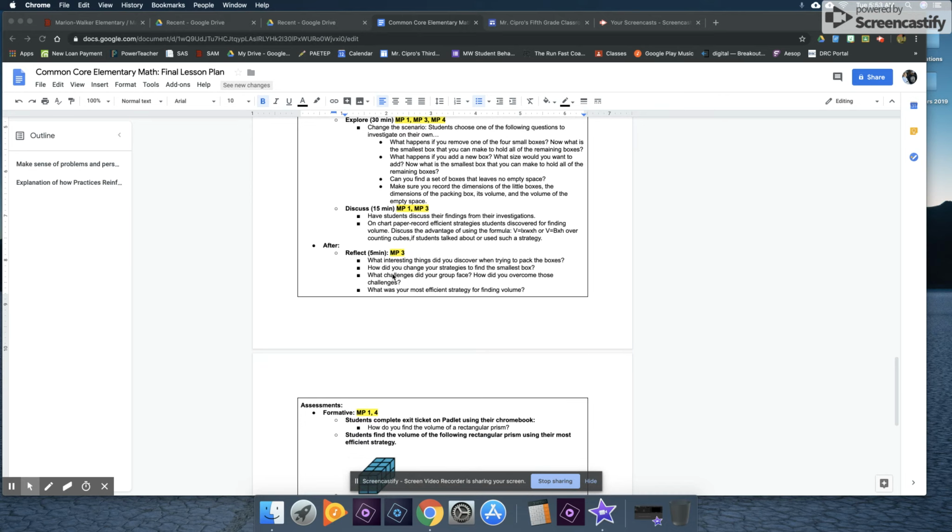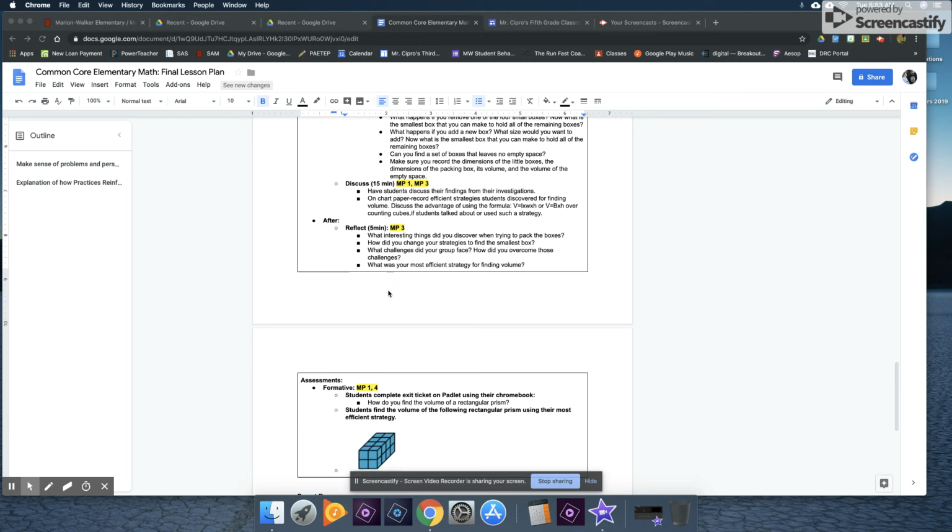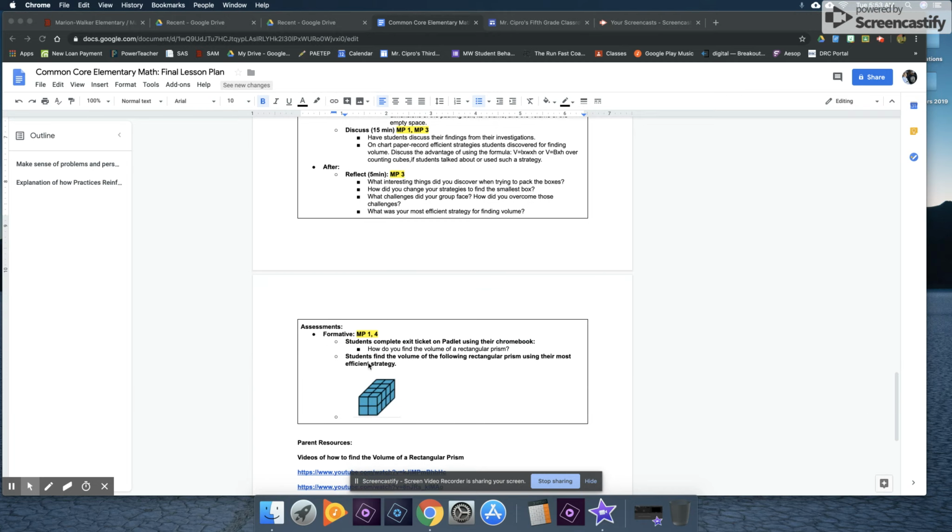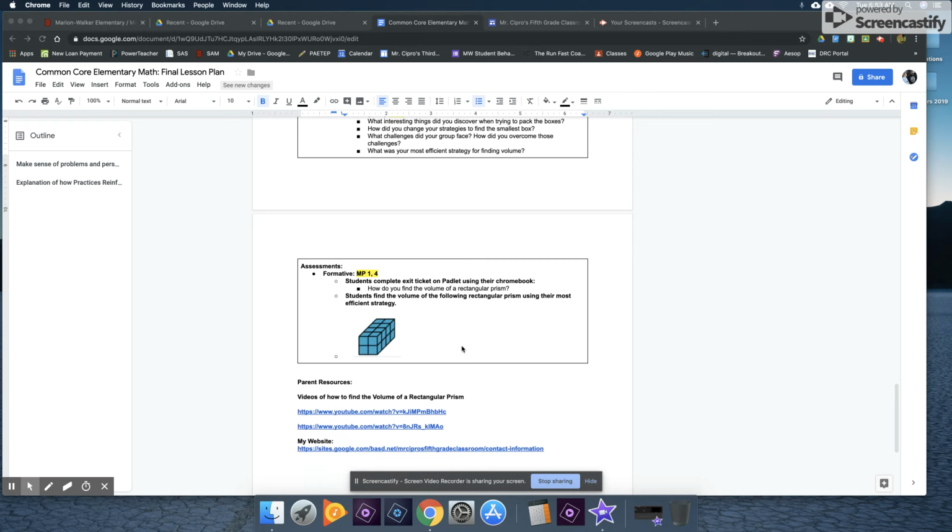Then we'll go into a little reflection, and this is really hitting that mathematical argument and critiquing others, mainly because of this part right here. What was your most efficient strategy for finding volume? Kind of a recap: I should have a couple of different strategies on the chart paper now, and now we're picking the most efficient strategy. After that, we'll do a formative assessment where they'll complete an exit ticket about how you find the volume of a rectangular prism, requiring them to explain that, and then finding the volume of this rectangular prism.